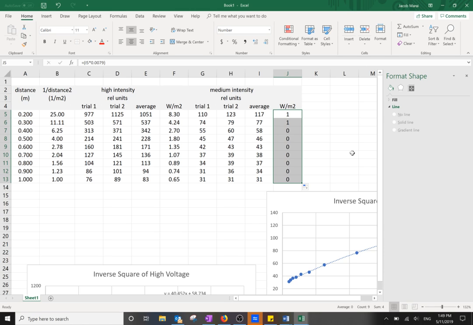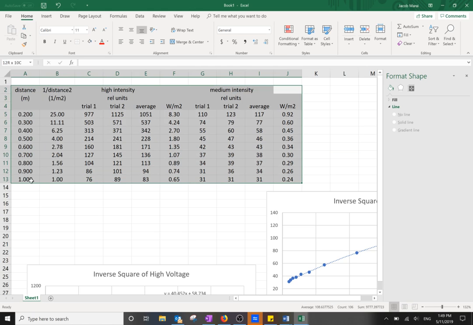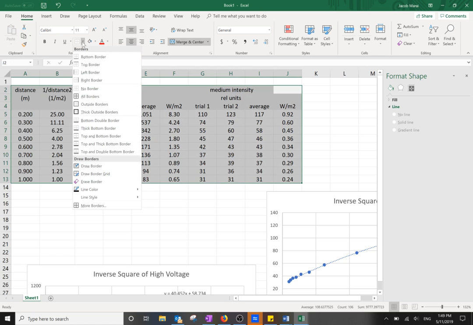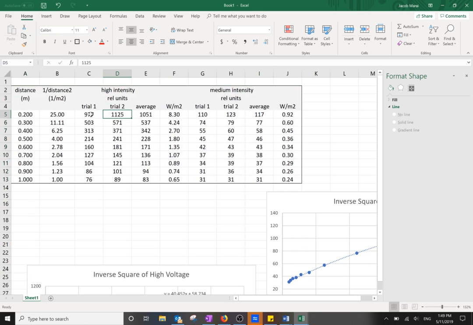Shall we go 2 decimal places again? There we go. So obviously that is not 0, it's 0.244. That is not 1, it's 0.92. Now, let's go back to our nice big thick borders, because good borders make good tables.